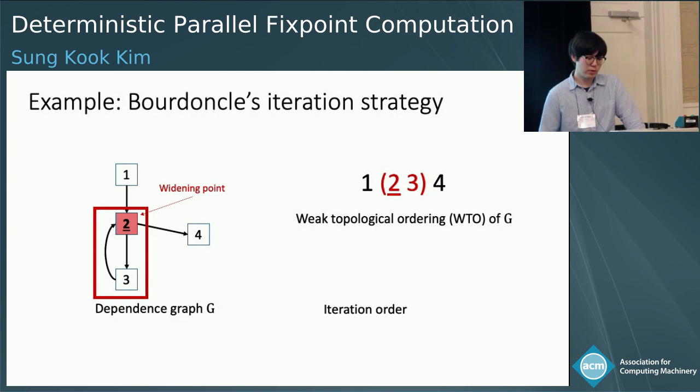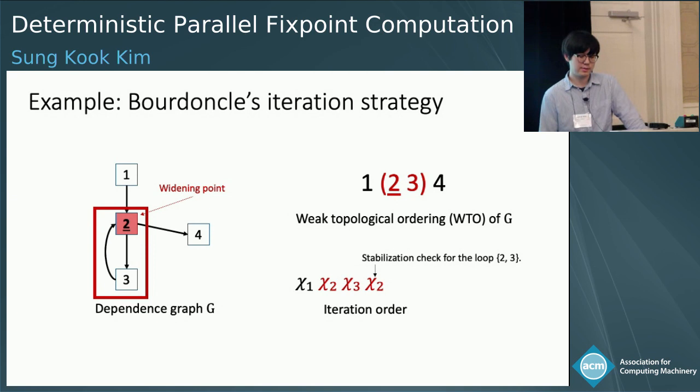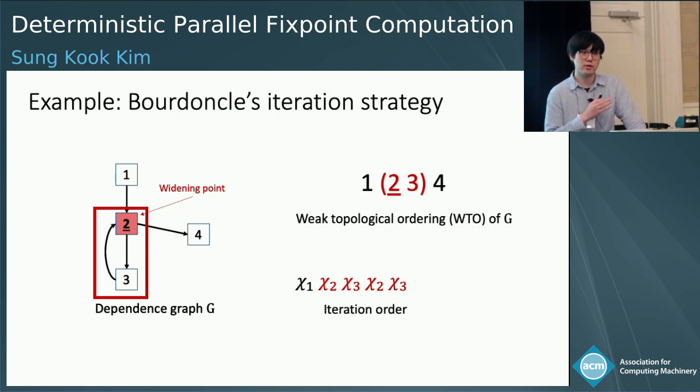And the iteration order induced by this WTO is like this. So you visit 1, you visit 2, 3, and because you reach the end of the component, you go to the head and check the convergence of the loop. One good thing about Bourdoncle's approach is that you only have to check the head to check all the nodes in the loop. If the loop did not stabilize, you continue your iteration over the component. And if the next check succeeds, you move out of the component.